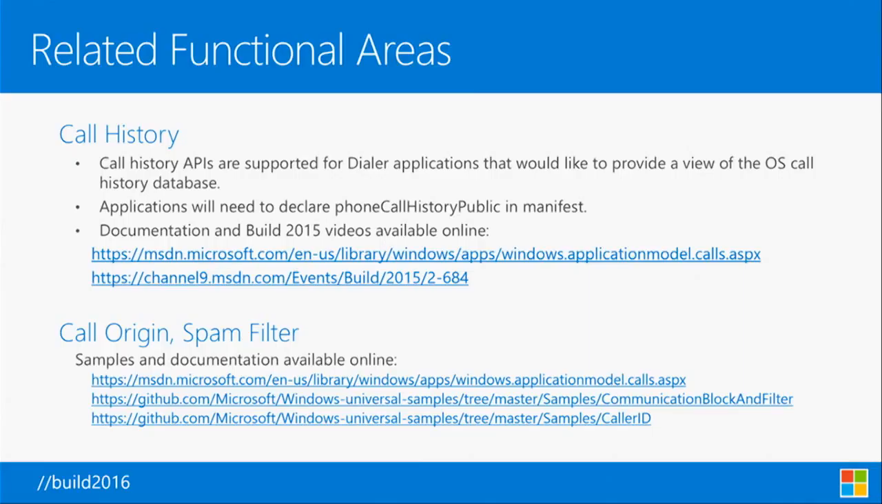There are a few related functional areas which might be interesting for a dialing application. These include call history APIs, which allow the dialing application to provide a view on the OS call history database. Applications that want to use call history APIs need to declare phone call history public in the manifest. You can find documentation for call history APIs online and in a Build 2015 video. Another area that might be interesting are call origin and spam filter APIs. You can find documentation online and full sample apps on GitHub.